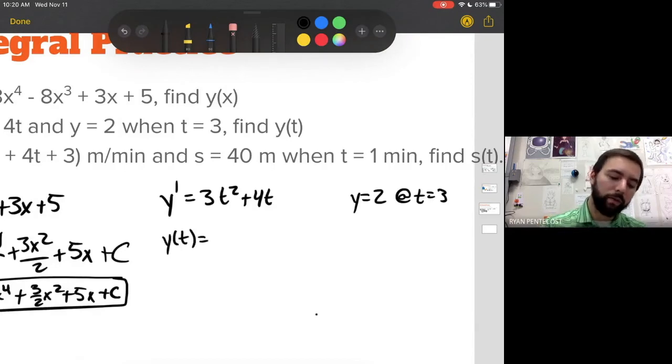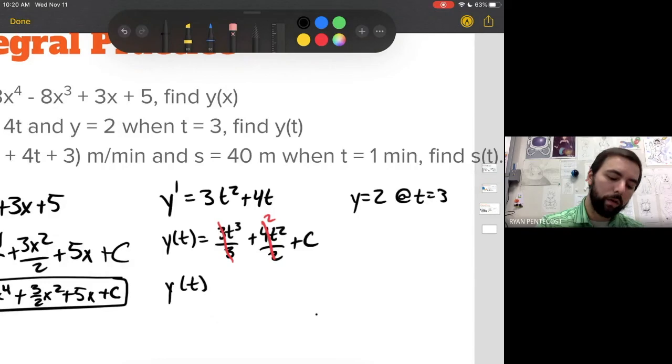Well, we have 3t squared. That becomes 3t cubed over 3. That will cancel there. Then you have 4t squared over 2. That cancels there to a 2. Then you have plus c. So if we rewrite that, we get t cubed plus 2t squared plus c.